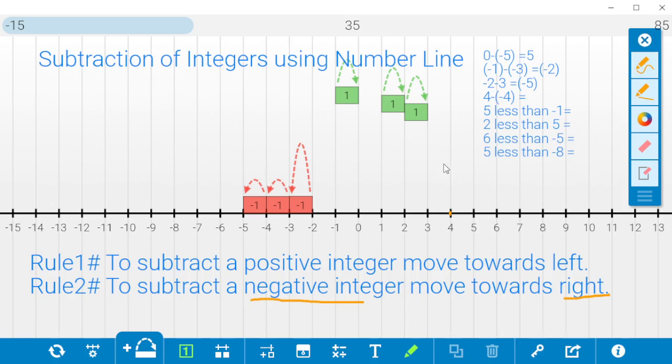To subtract a negative integer, we have to move towards the right. So from 4, let us subtract the negative integer. And here it is. Again, the jump label 1 towards the right. See, for the jump label towards the right, I am using a positive one. And for the jump label towards the left, I am using a label of minus 1. So let's duplicate one since I need 4 jumps.